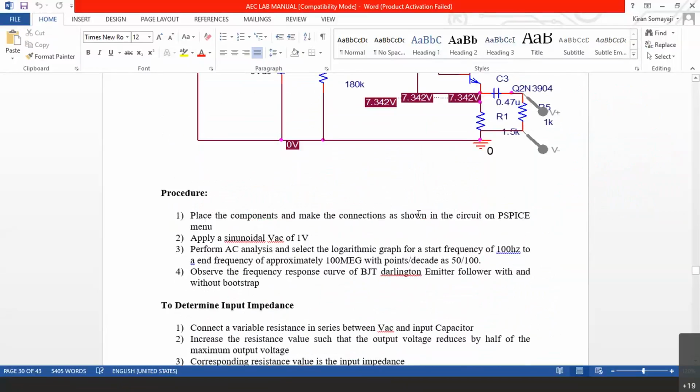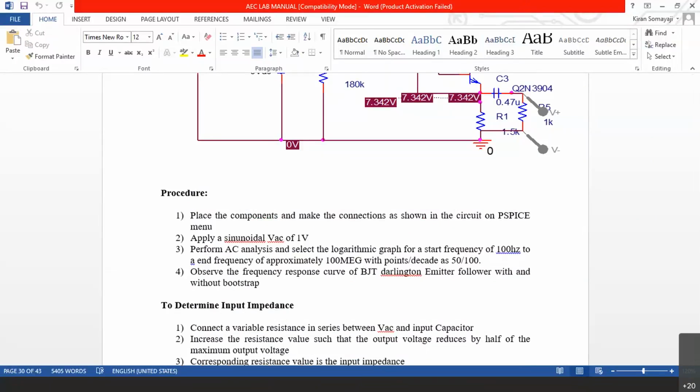So the procedure is: place the components and make the connections as shown in the circuit in PSpice, apply a sinusoidal AC voltage of 1 volt, perform AC analysis and select the logarithmic graph for a start frequency of 100 Hertz and ending frequency approximately 100 megahertz with points per decade as 50/100.